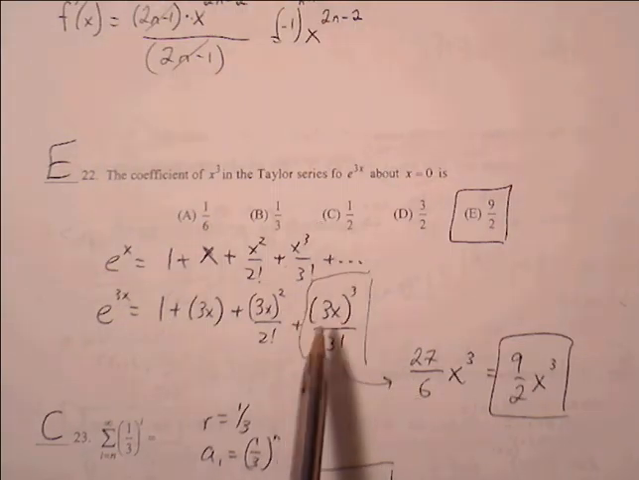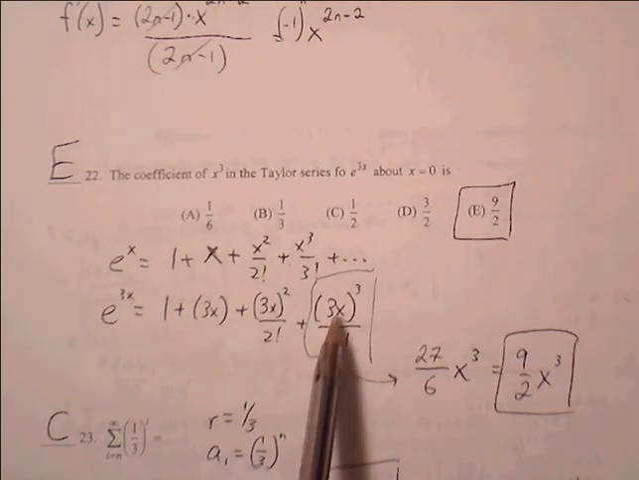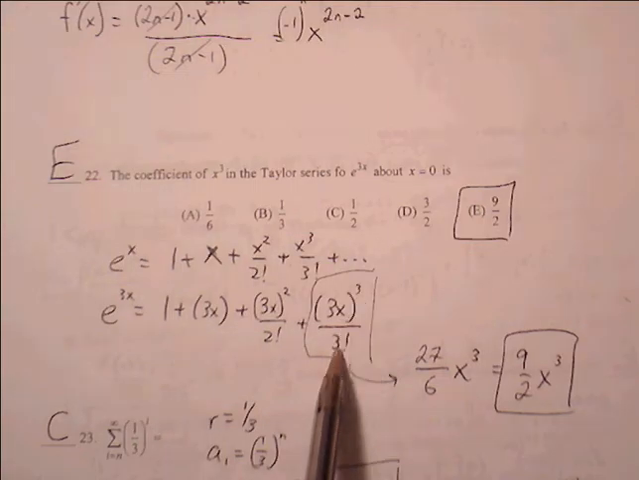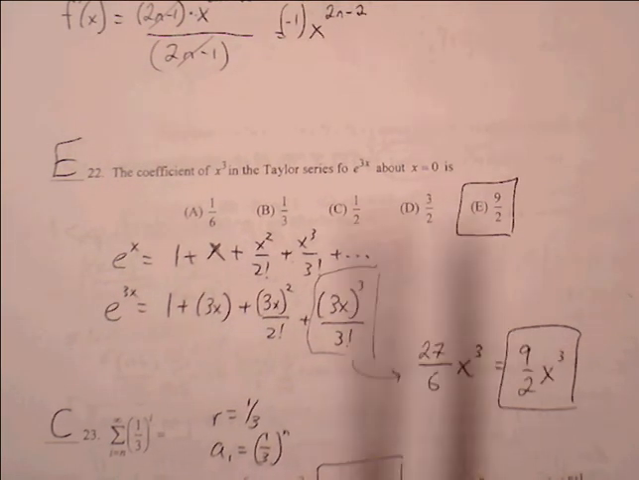If we want to find the coefficient of x cubed, we know we'll have to deal with this term here. So we get 27x cubed over 6. So 27 over 6 is 9/2, so 9/2 is our coefficient.